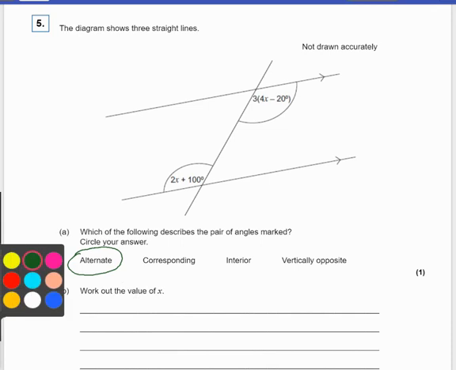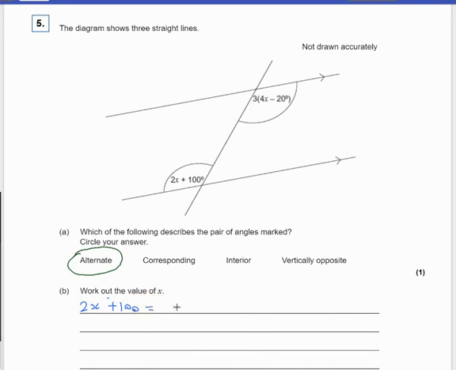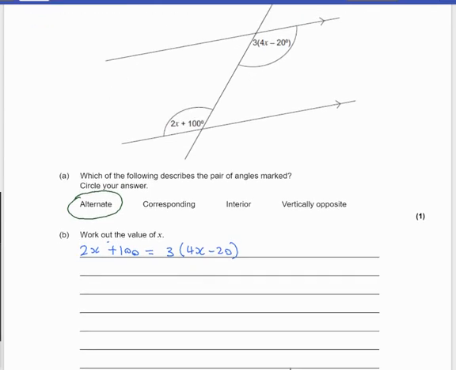So for part B, we are saying that 2x plus 100 is equal to 3 lots of 4x minus 20, because the angles are equal. Now let's just expand the bracket on the right hand side there. So we've got 2x plus 100 is equal to 3 times 4x, which is 12x minus 20. And we now have an equation like before.